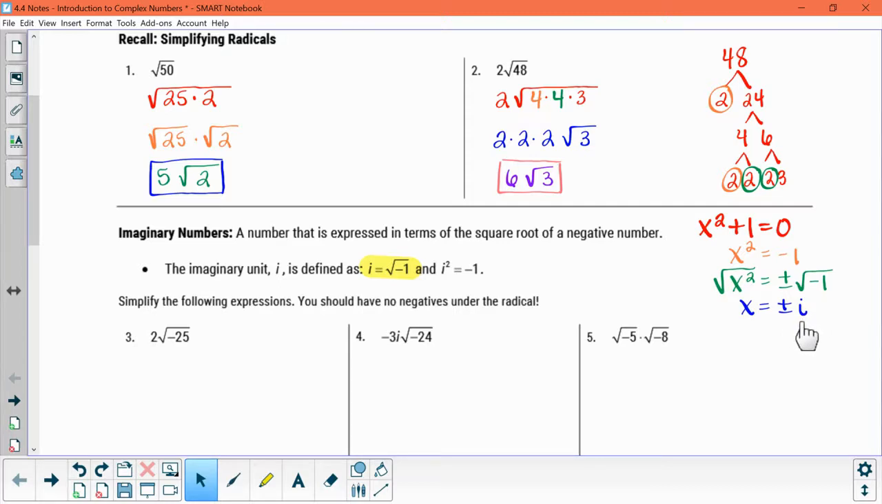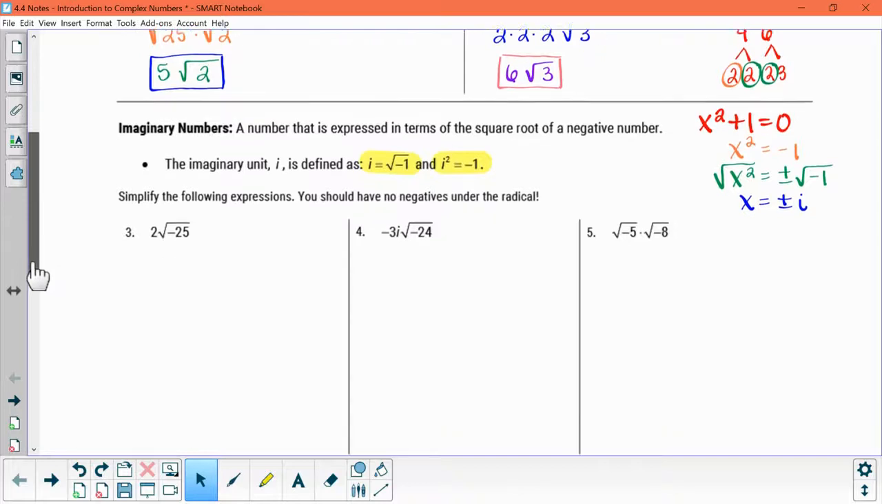Now, the nice thing about this, if I were to take the square of both sides of the i equals square root of negative 1 equation, I would get i squared is equal to negative 1. So this is another property that we're going to use. Anytime we see i squared, we are going to replace it with negative 1. So let's get to simplifying.